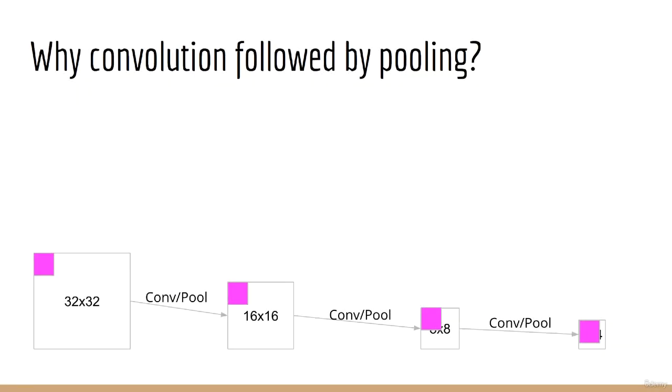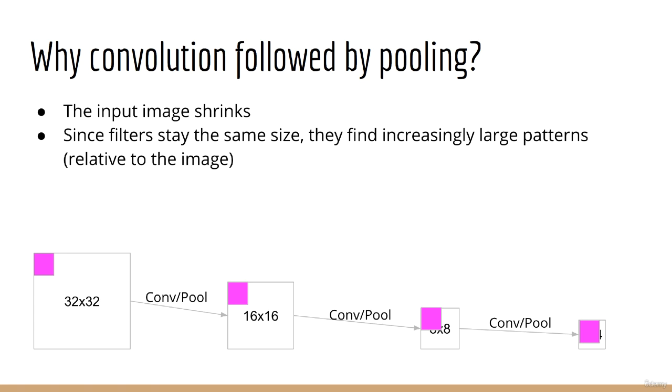So what have we learned? We've learned that in a convolutional neural network, convolution and pooling results in two things which are corollaries of each other. First, the image input shrinks. Second, since filters generally stay the same size, the filter looks for larger and larger patterns in the image. This is what leads to the CNN learning hierarchical features of the input. It first learns things that are relatively small compared to the total size of the image. Then it learns to find bigger patterns and so forth.